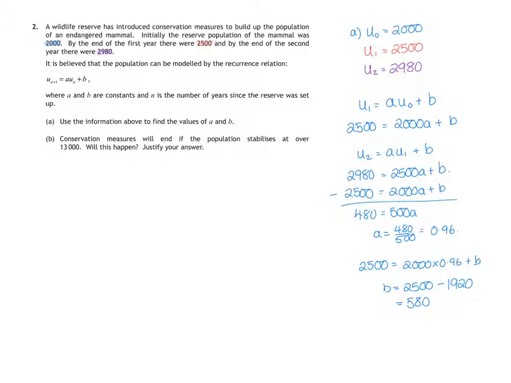We've been told, will it stabilize at over 13,000? So this is asking us, it's a limit question. So we need to know our formula for our limit. So for part B, the limit is B over 1 minus A. And because A is between 1 and -1, that means there is a limit. So we'll be fine. So we're going to put our numbers in. We're going to have B, which is 580, over 1 minus 0.96.